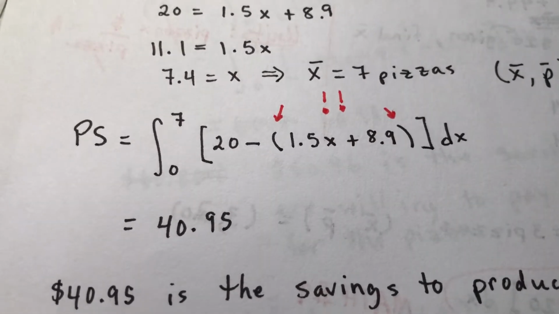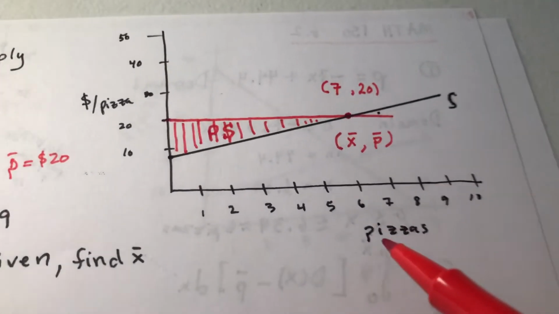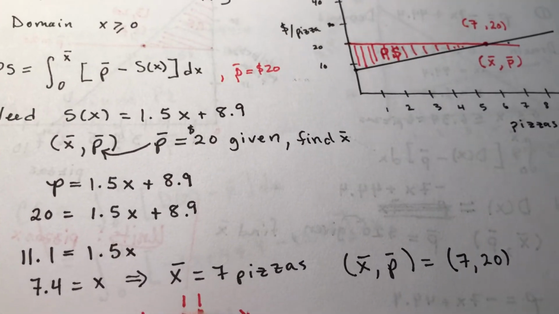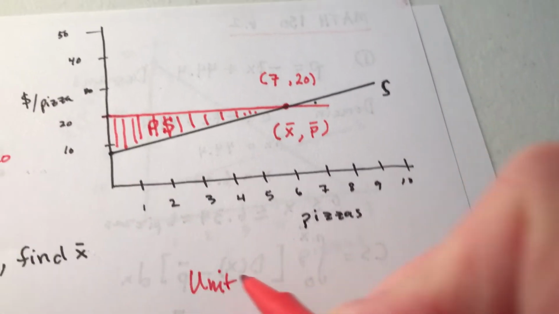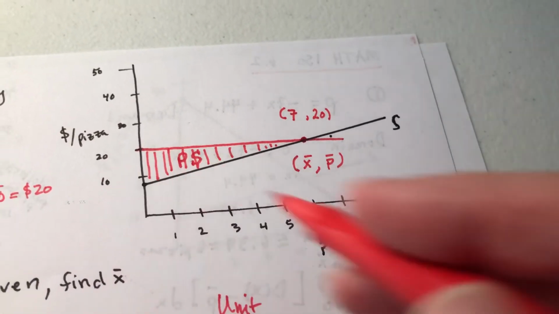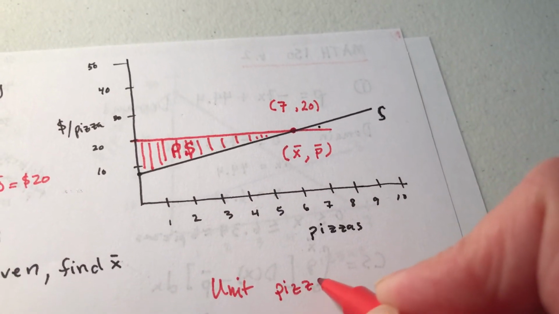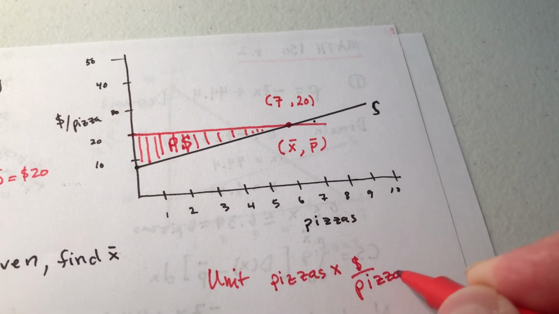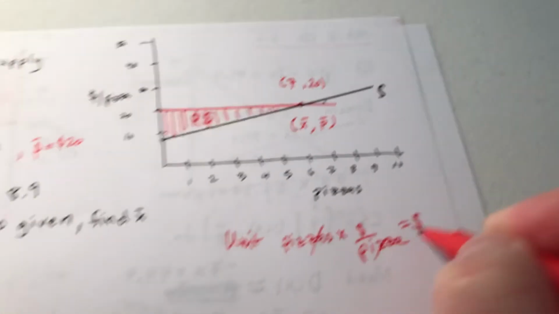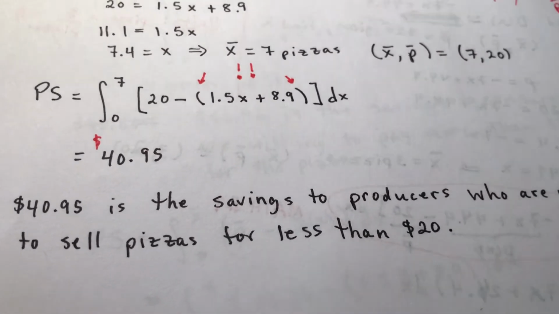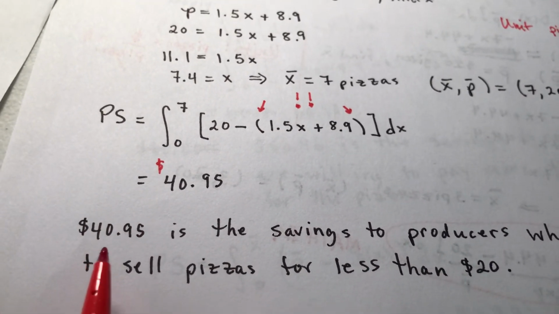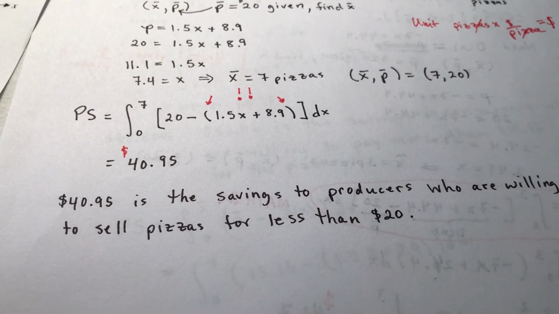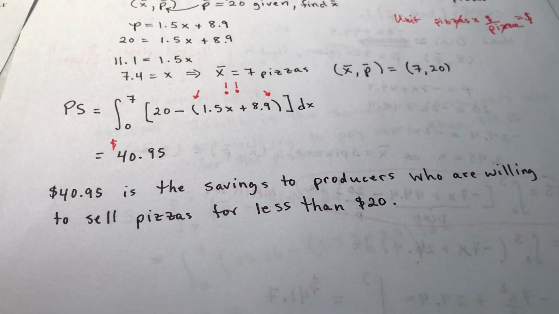I wrote that down. Remember, the unit is pizza times dollar per pizza, which will give us dollars. So I'm going to come over here with the unit. This is going to be your pizza times your dollars per pizza, and those cancel, giving dollars. And you know how I am about units, so make sure you get the right unit on here. $40.95 is the savings to producers who are willing to sell pizzas for less than $20. That's your sentence. All right, I'll be back for the last one.